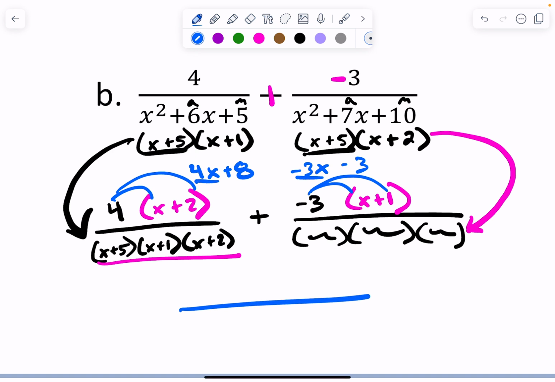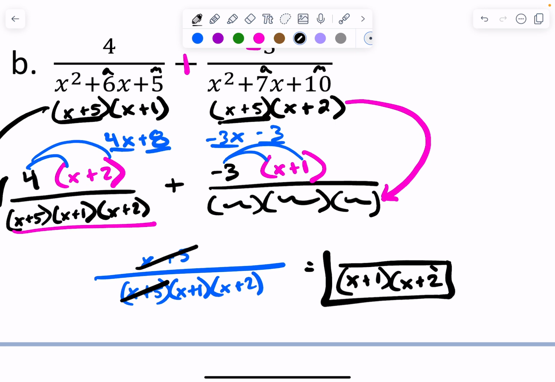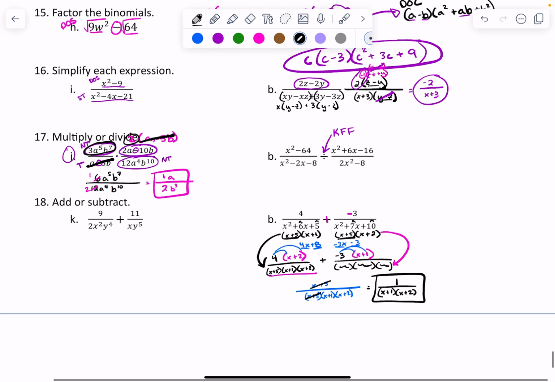So 4x minus 3x is 1x, or just x. 8 minus 3 is 5. And oh, look at this. We have one more step, because guess what? X plus 5 and x plus 5, those can cancel. So all I have left is x plus 1 and x plus 2. So is that my final answer, like that? But the problem is, those are all still on the bottom. So I have to have 1 on the top. Don't forget that. Okay? Oh, that was fancy. So there's that.